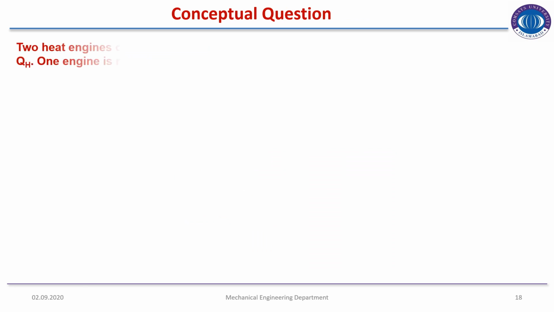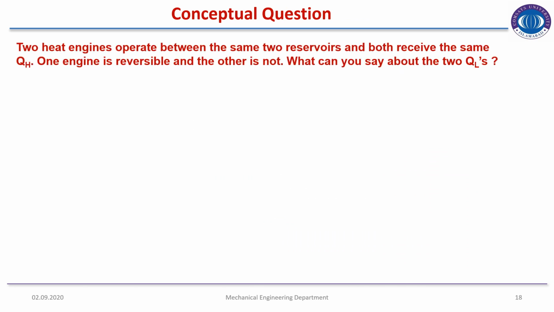Conceptual question. Two heat engines operate between the same two reservoirs and both receive the same QH. One engine is reversible and the other is not. What can you say about the two QLs?